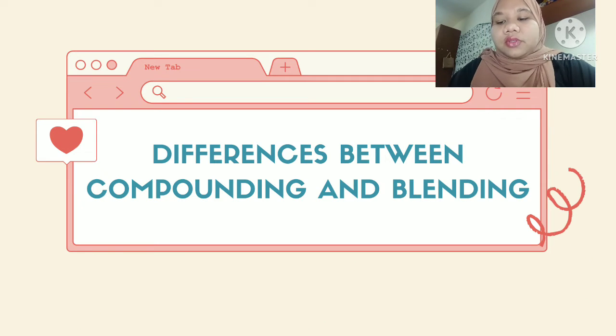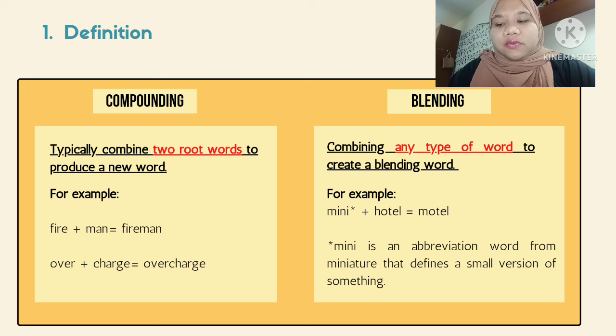First and foremost, the differences between compounding and blending. I'm going to compare compounding and blending through the definition of both processes. They differ since compounding typically combines two root words to produce a new word. Meanwhile, blending combines any type of word. So any type of word versus root words is the difference between the two processes. Let's look at the examples first. For compounding, for example, we compound the root words fire and man, and it becomes fireman. The second is over plus charge, which becomes overcharge.